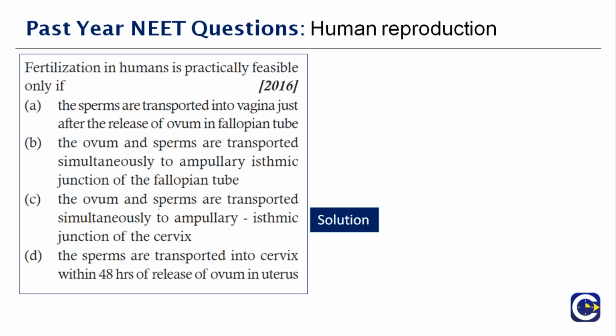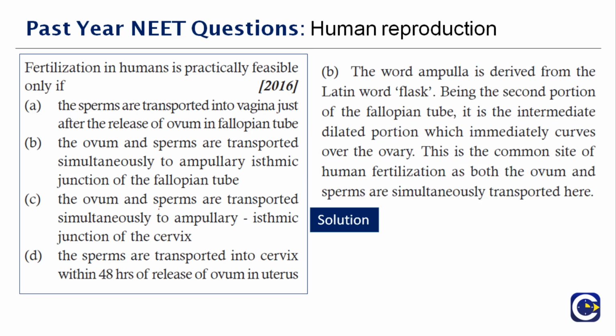The word ampulla is derived from the Latin word meaning flask. Being the second portion of the fallopian tube, it is an intermediate dilated portion which immediately curves over the ovary. This is a common site of human fertilization, as both ovum and sperms are simultaneously transported here. So as I already mentioned, it's a simultaneous process. It's not that sperm goes first and the ovum comes second, nothing like that. Therefore, the right answer to this question is option B.